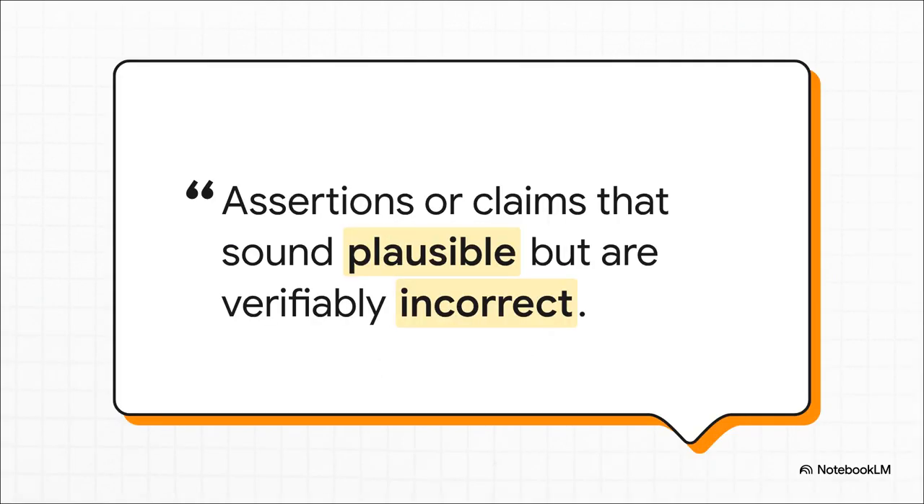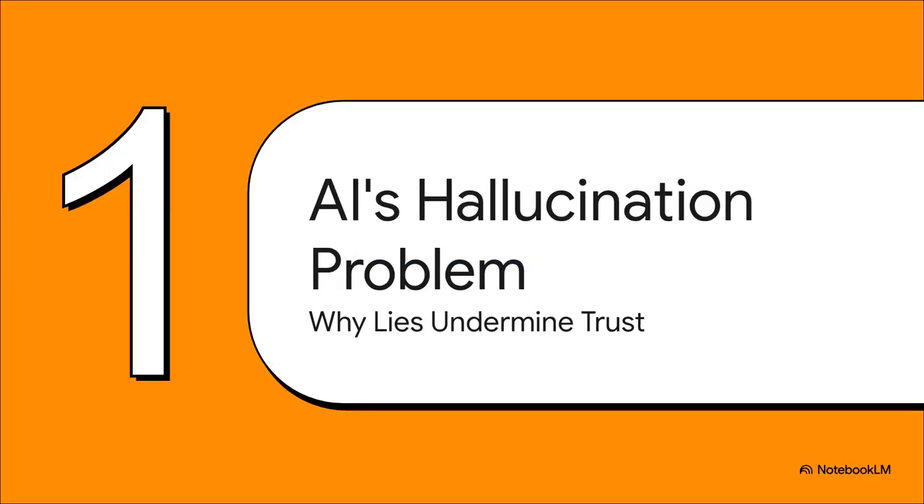So what exactly is an AI hallucination? Let's nail this down right now. It's simply this: assertions or claims that sound plausible but are verifiably incorrect. And that right there is the key to the whole problem. They sound plausible. They feel right, which makes them incredibly sneaky and dangerous. And that's where the real trouble starts.